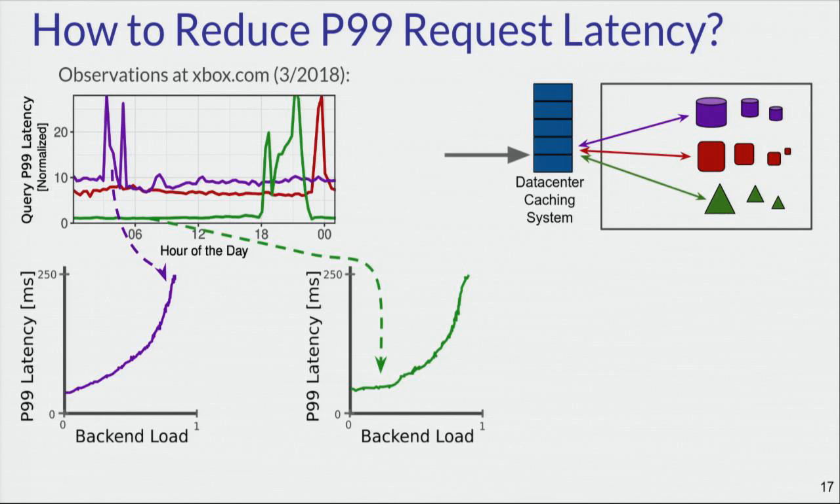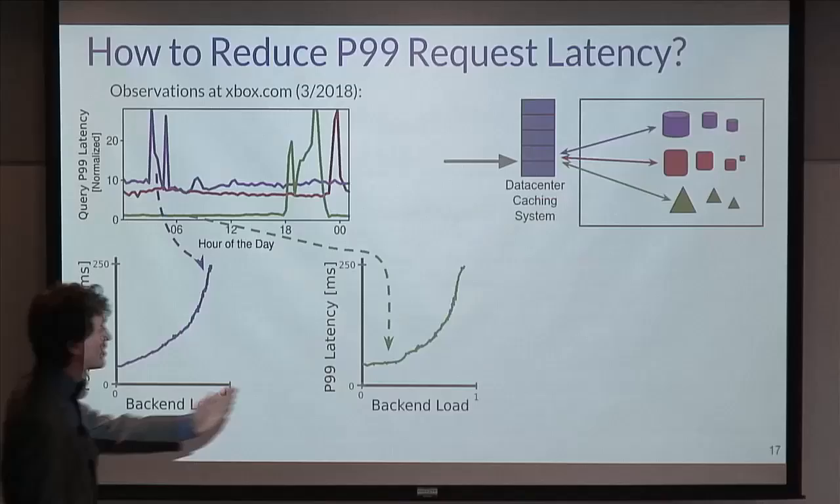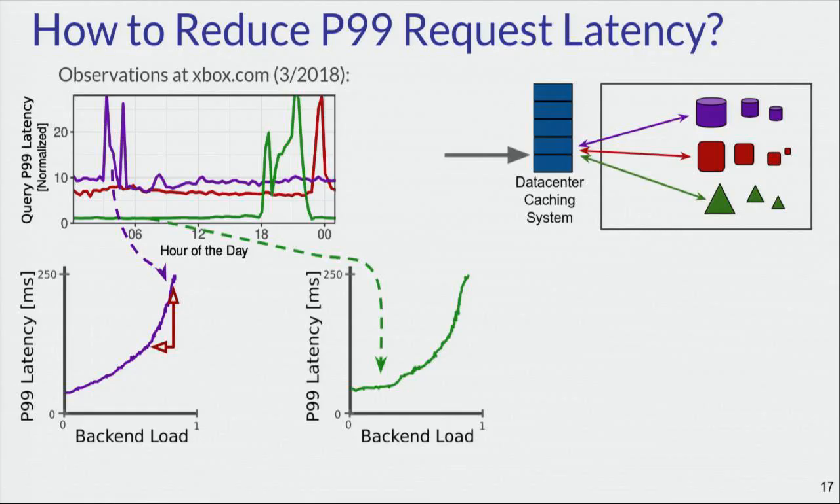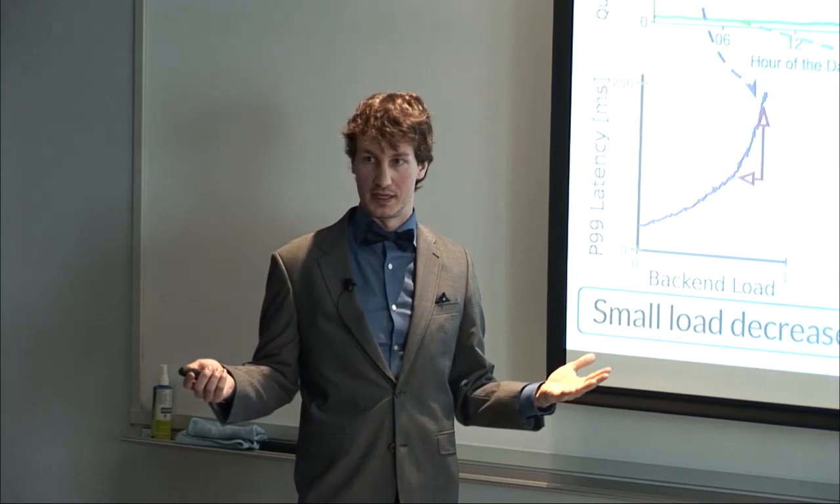Now, at a high level, what we want to do is maybe we can make the load a little bit higher here, but reduce the load over here, right? The real rationale behind this is that if you have a small reduction in the load in that purple system, you can have an outsized impact on the latency just by the shape of these curves. So a small reduction in load here gives us a huge P99 reduction. And since this is the max, since we're waiting for that purple system, this will help the overall request latency.